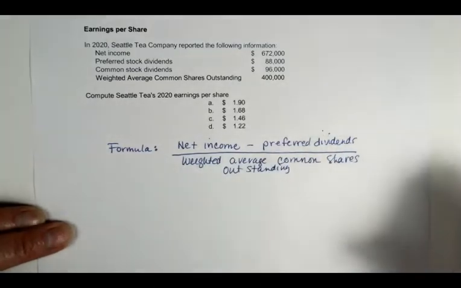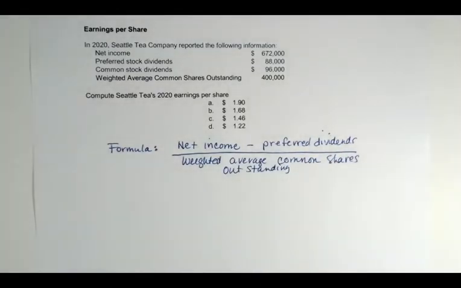Okay, so when we calculate out the earnings per share, it is focused on the common shareholders. So what it's looking at is what earnings are available for the common shareholders. That's why we deduct our preferred dividends, and then we divide it by the weighted average number of common shares outstanding. So let's go through the information they gave us.